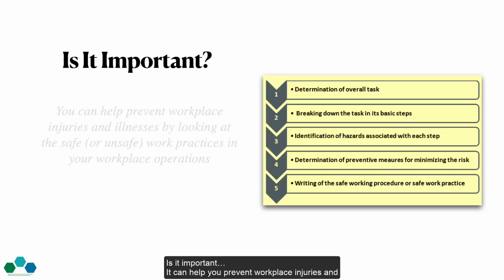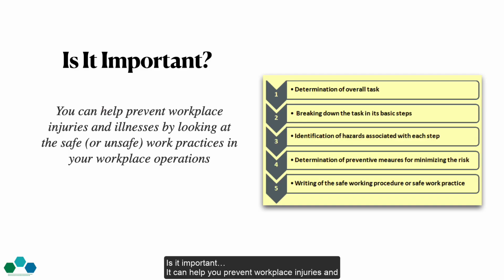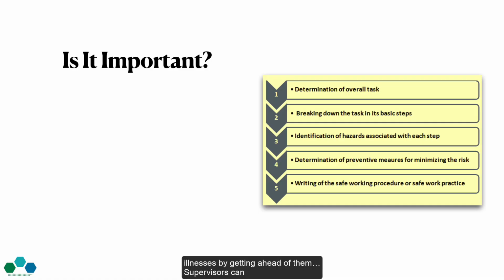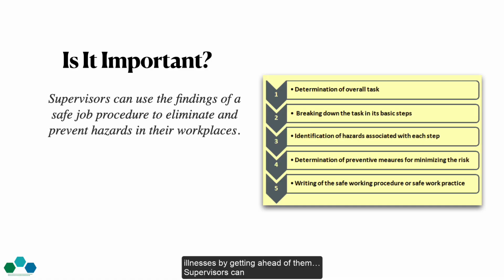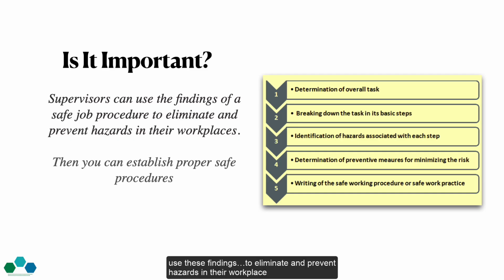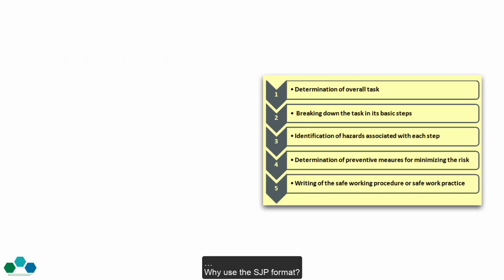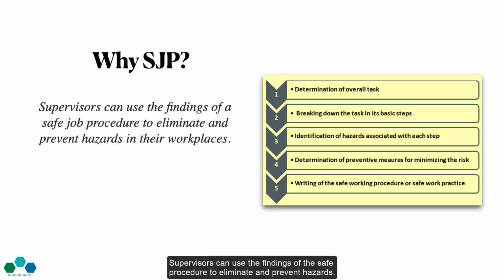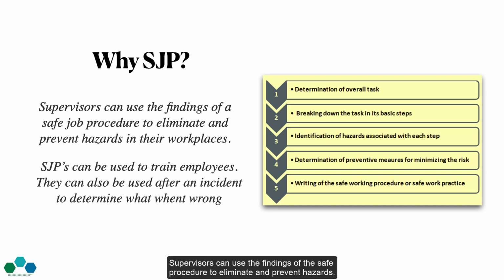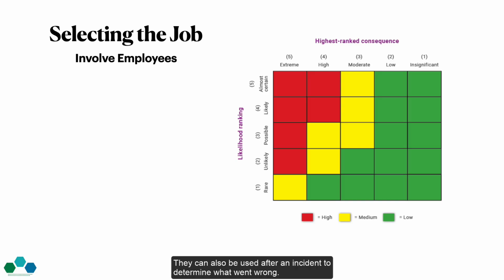Is it important? It can help you prevent workplace injuries and illnesses by getting ahead of them. Supervisors can use these findings to eliminate and prevent hazards in their workplace. Why use the SJP format? Supervisors can use the findings of the SJP to eliminate and prevent hazards. They can also be used after an incident to determine what went wrong.